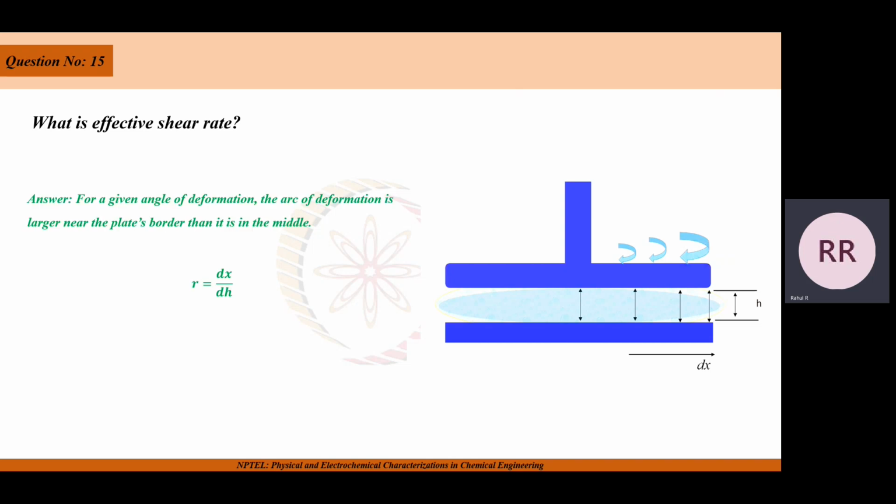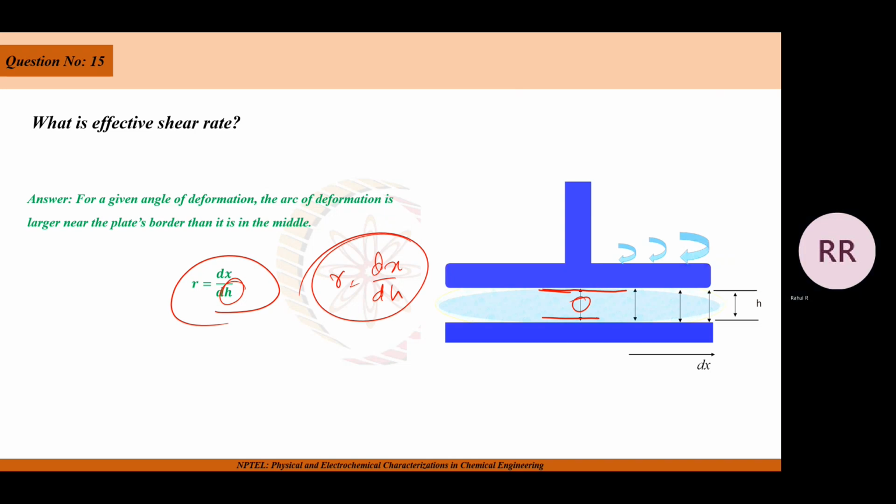Yeah. So the question was, what is effective shear rate? The answer is that for a given angle of deformation, the arc of deformation is larger near the plate's border than in the middle. So we have something like this: the deformation would be larger near the plate surface than in the middle. The effective shear rate, which is a function of h, is given by dx by dh. So effective shear rate tells us that the shear rate will not be uniform, but will be larger in the region near the plate, and smaller as we move towards the center.